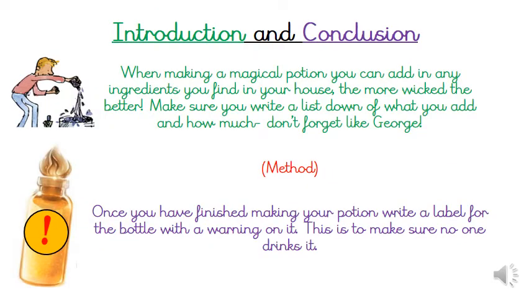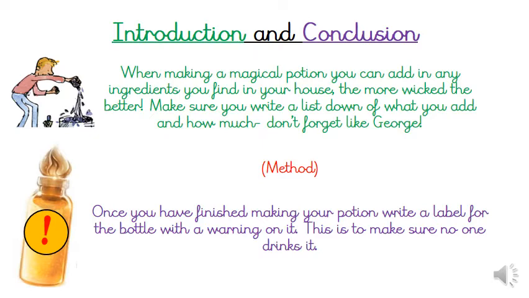So let's have a look at an introduction and conclusion. What would they look like in a set of instructions? So this is my example. When making a magical potion, you can add in any ingredients you can find in the house. The more wicked, the better. Another example: make sure you write the list down of what you add and how much. Don't forget, like George. Just like in George's Marvelous Medicine, he didn't write anything down. When he had to make the next potion, he forgot.